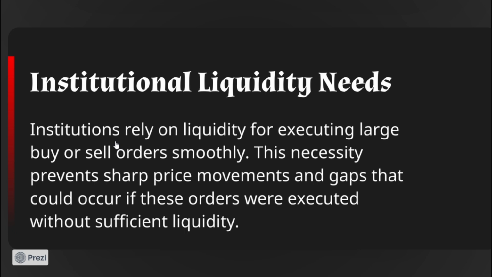So institutional liquidity needs include executing large buy or sell orders smoothly. This necessity prevents sharp price movement and gaps that could occur if these orders were executed without sufficient liquidity. So these gaps are what we call the fair value gaps, inverse fair value gaps. We have imbalance volume. So you tend to find that the market left a gap before opening at 12 in the midnight. So these are the points where there is enough liquidity for the market to retrace, and you tend to find institutions placing their orders at these points.